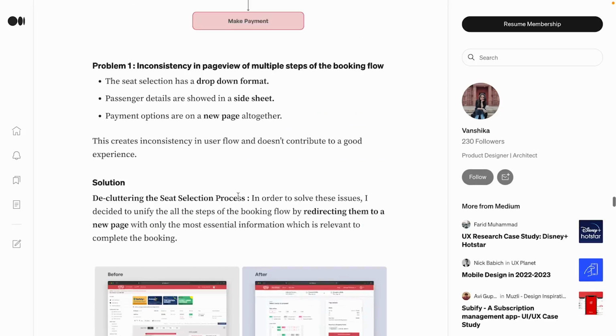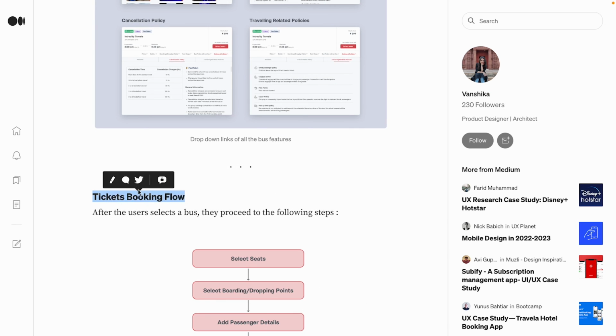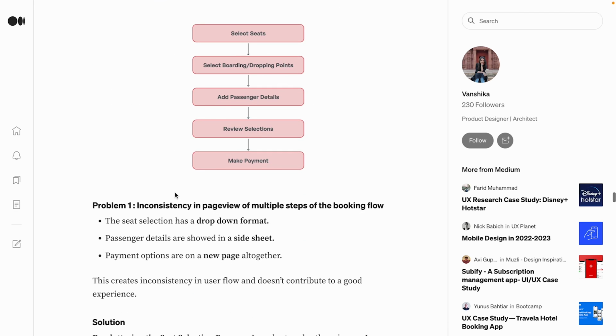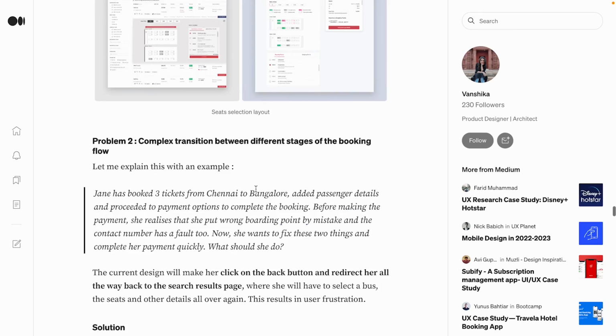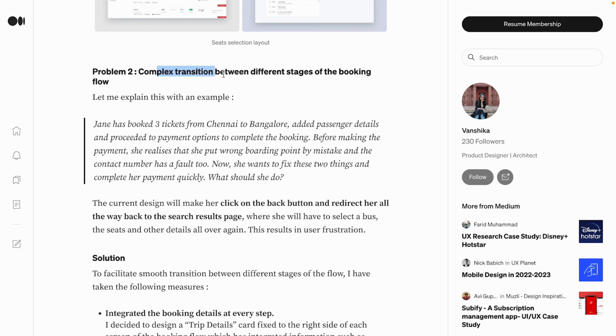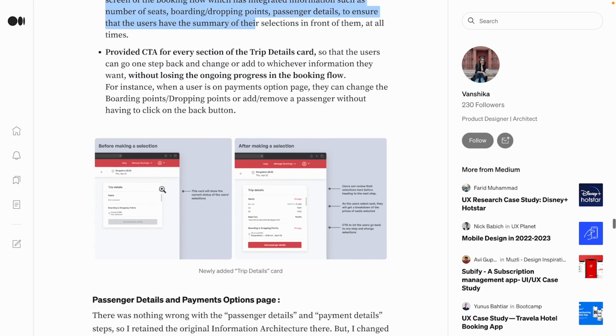Let's see if we can find something over here. So here again, this is the tickets booking flow. It's not a screen. It's a user flow of booking a ticket. And in that, she's explaining this was the first problem, inconsistency in page view of multiple steps. And then she shows the solution. Second, complex transaction between stages of the booking flow, that's the problem. And then this is the solution. So she's giving some context and then she's explaining.